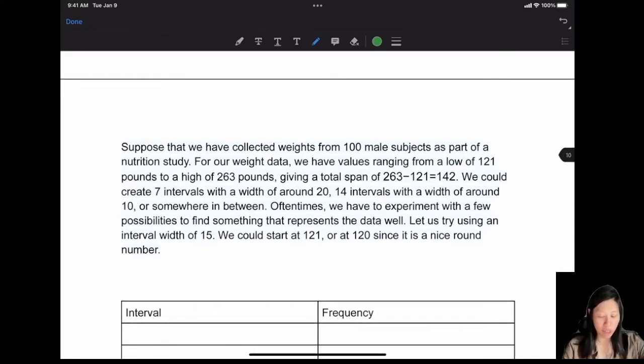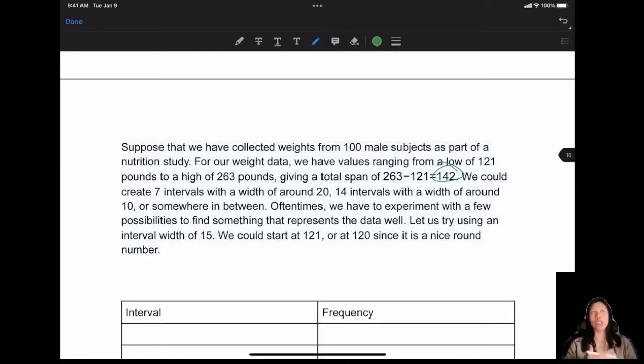Suppose that we're collecting weight from 100 male subjects as part of a nutrition study. For our weight data, we have values ranging from as low as 121 pounds to as high as 263 pounds. Given the total span, that's the range, 142, we can create 7 intervals with a width of around 20 pounds, or 14 intervals with a width of around 10, or something in between.